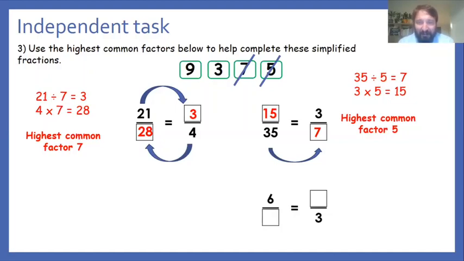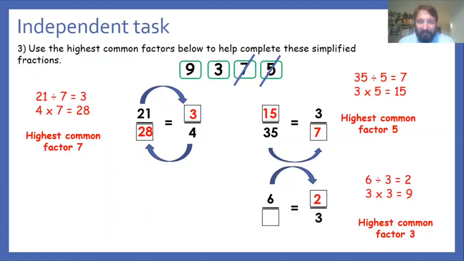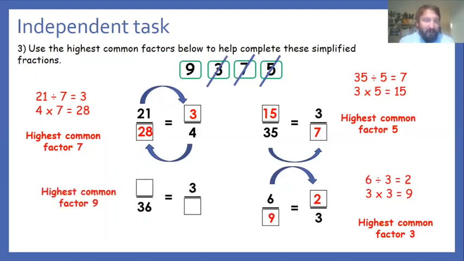So 6 over something equals 3 over something. I'm sure you know that 9 is not going to work. Therefore, 6 divided by 3 gives me 2/3, and then 3 times 3 would give me 6/9. We don't need to go through the last one, as you know the highest common factor will be 9. There we go. Hope that was good for you. I'm going to leave it on that slide a little bit longer because that was quite a big question and you might want to double check your workings.